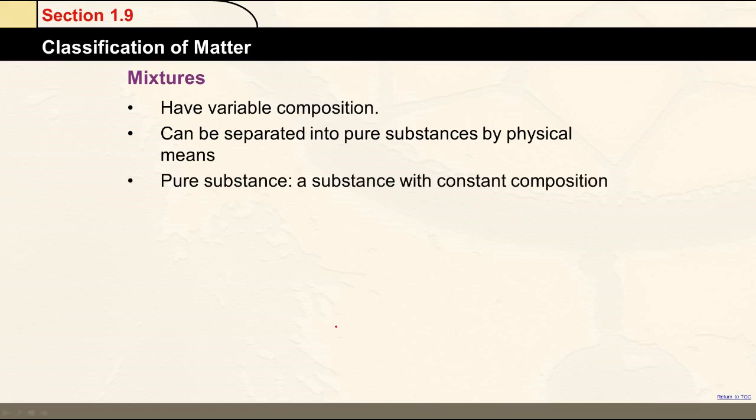Now, a pure substance is our second classification. So we've got mixtures, that's our first classification. We have pure substances, that's the second classification. And that's a substance that has a constant composition. Mixtures have variable composition, pure substances have the same composition.